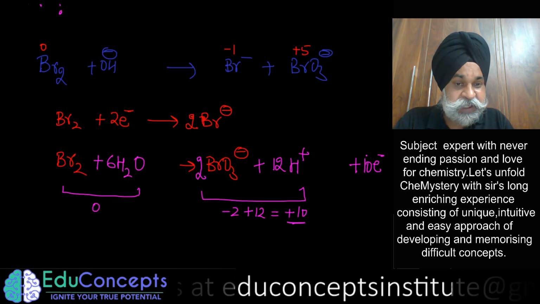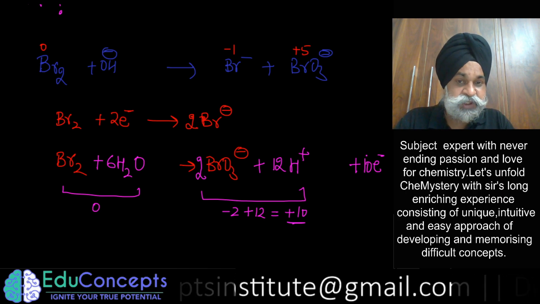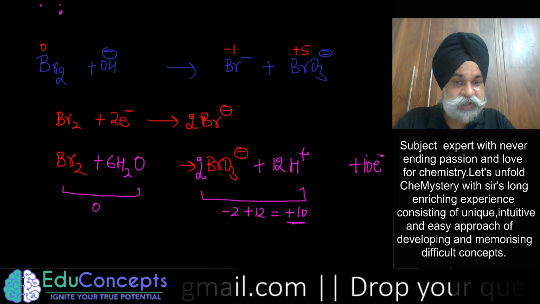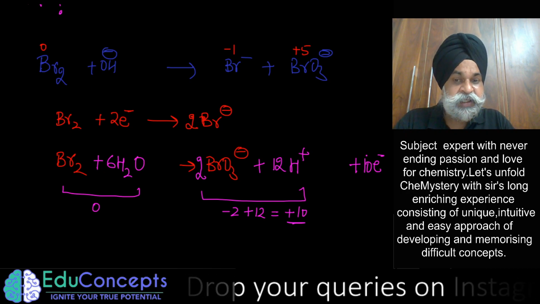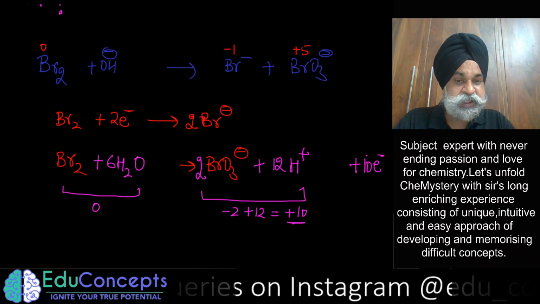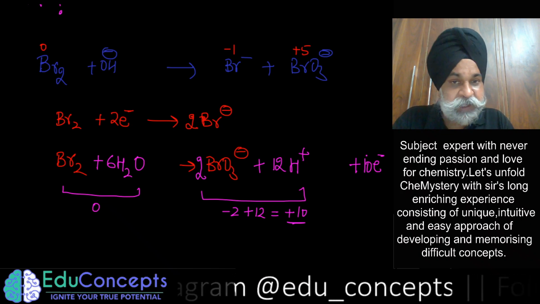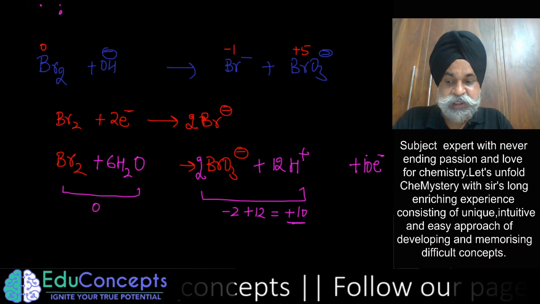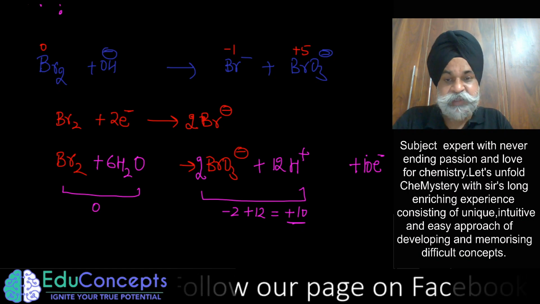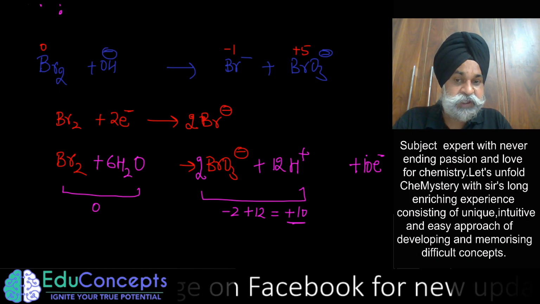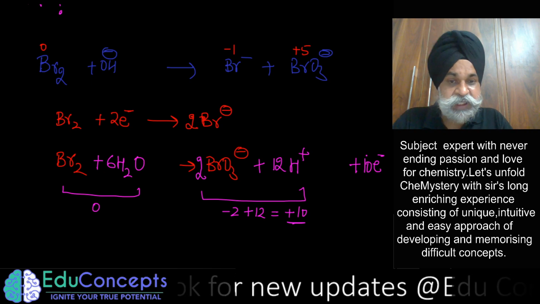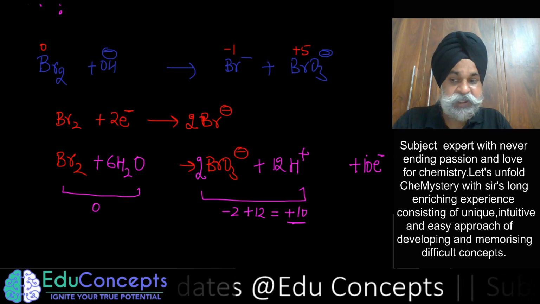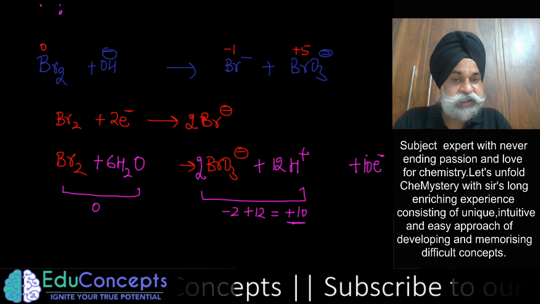Now the interesting part is, till now I haven't used OH negative. So till now the balancing is done in acidic medium. It is perfectly balanced. Let me make a point that any given reaction could be balanced in acidic as well as basic medium, but that's a different story. A given reaction would definitely happen in a particular medium, but theoretically you can balance in any medium.